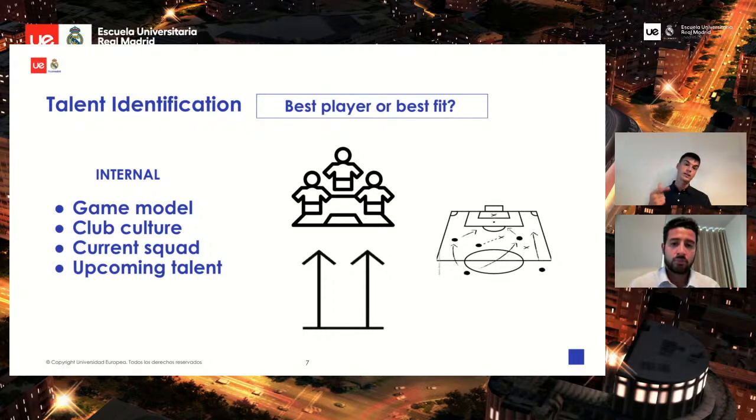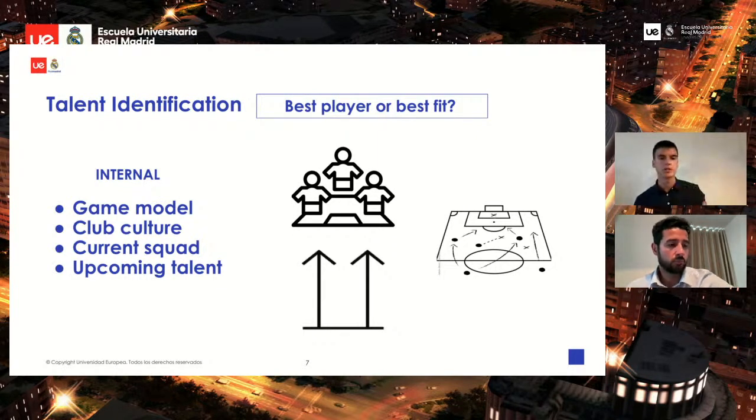The next factor I think is crucial to understand is also to analyze your current squad. What are the players that are going to be around this player? This next target that you're going to look for is how is he going to associate with those players?